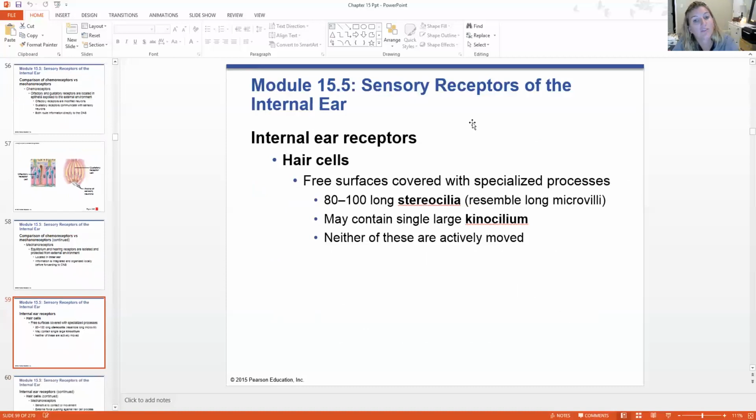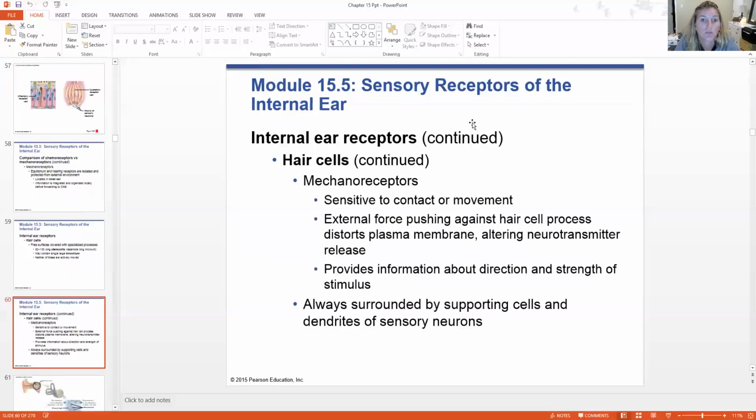Hair cells have a free surface that's covered with a specialized process called stereocilia, which is why we call them hair cells. They kind of look like little hairs. They contain a large kinocilium, which is kind of like a super big cilia, and neither of them are actively moved. So the mechanoreceptors are very sensitive to contact and movement. External force pushing on them is going to distort the plasma membrane, altering neurotransmitter release. It also provides information about the direction and strength of the stimulus.